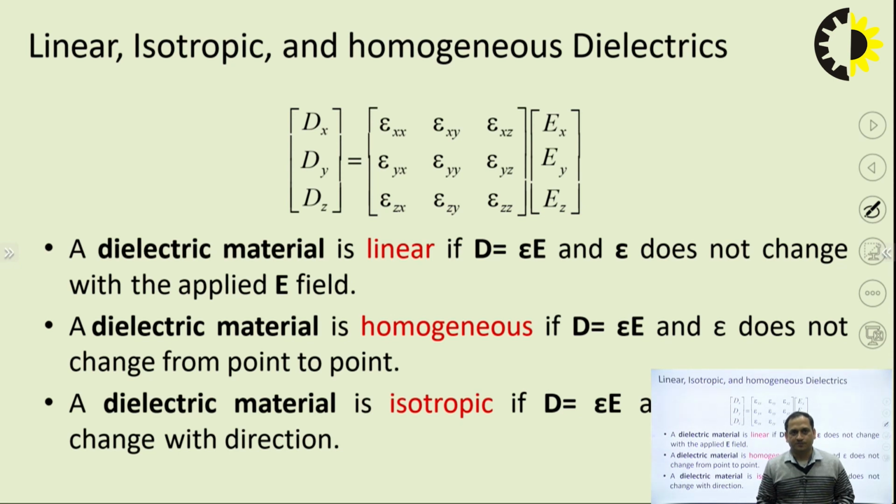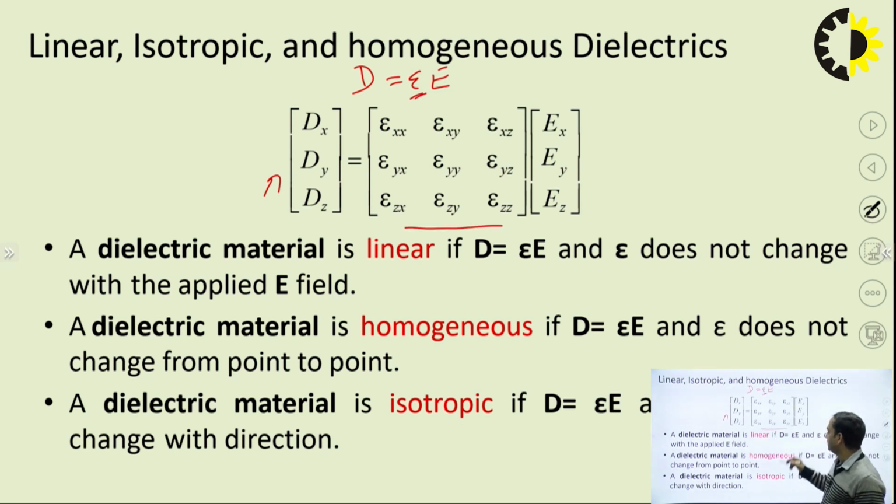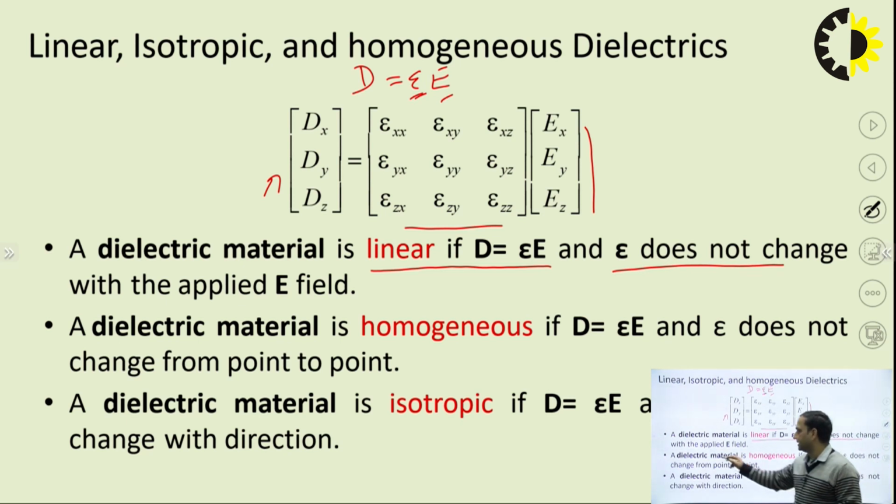So linear isotropic homogeneous dielectrics: here is the formula for the homogeneous case. Here we have Dx, Dy, Dz. This is the basic formula, D equals epsilon times E. We can write D in the Cartesian coordinate system, with epsilon in all the directions x, y, z, and the electric field defined like this. A dielectric material is linear if D is equal to epsilon E and epsilon does not change with the applied electric field. This is a very important point.